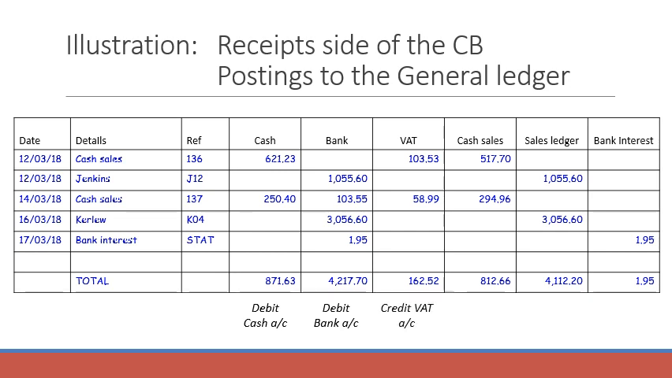So we'll credit the VAT account, as that represents an increase in the liability payable to HMRC. We'll credit the sales account for cash sales. We'll credit the sales ledger control account with the total in our sales ledger, as this represents a reduction in the value of an asset, being the amount of money owed to the business by its customers. And lastly, we'll credit the bank interest receivable account with the amount of interest that's been received.